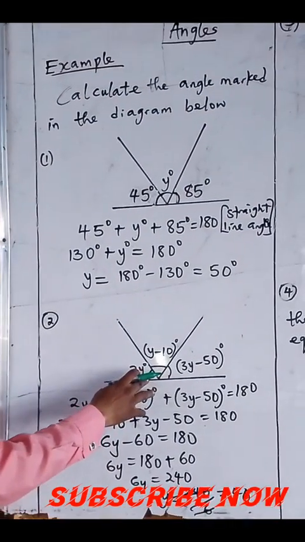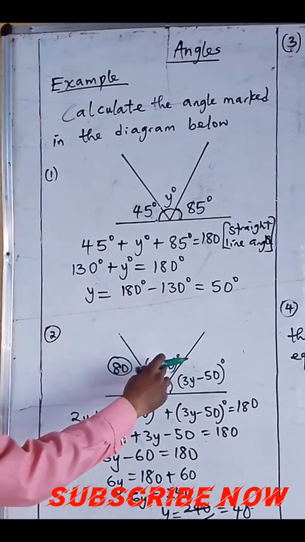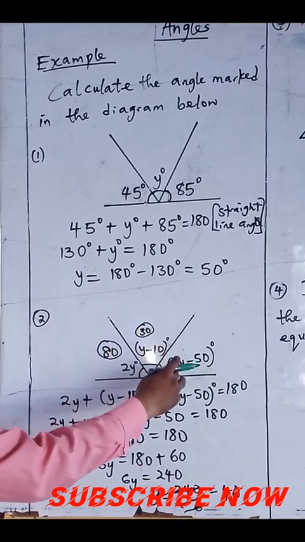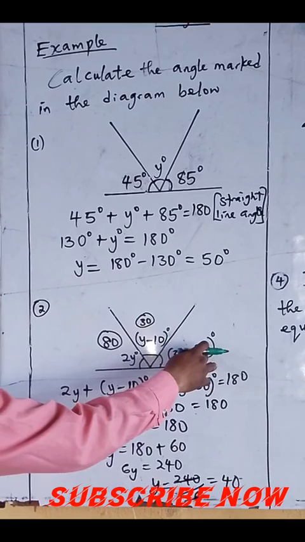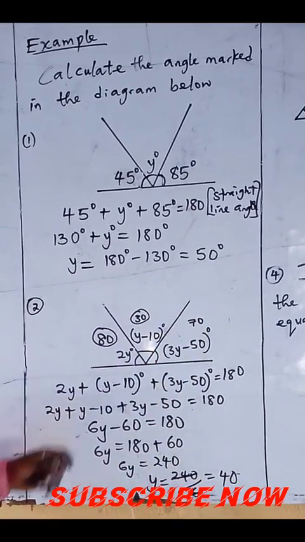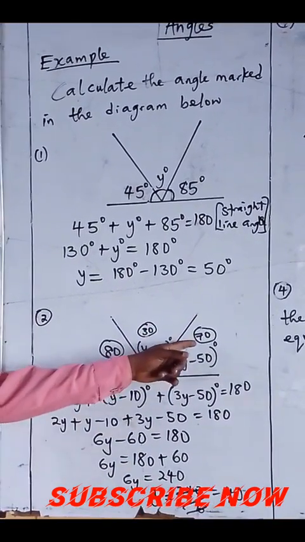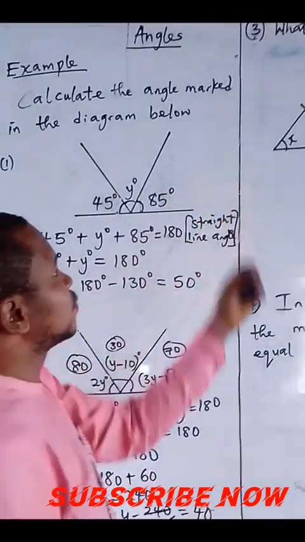So 2 times 40, that will be 80. That means this side will be 80. 40 minus 10, this side will be 30. 3 times 40, that's 120. 120 minus 50 will give us 70. And by the time you add it together, 80 plus 30 is 110, and 110 plus 70 will give us 180. Then let's solve question 3.